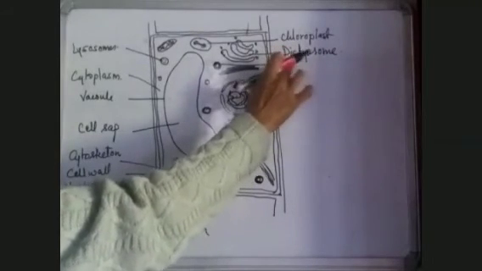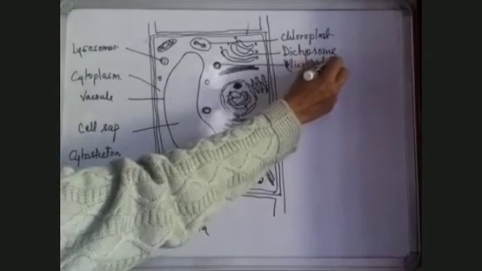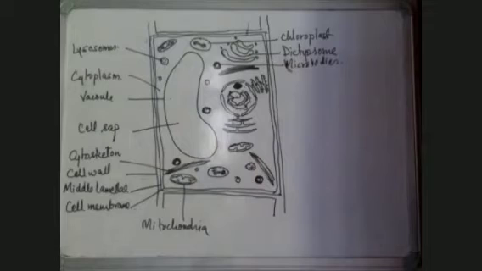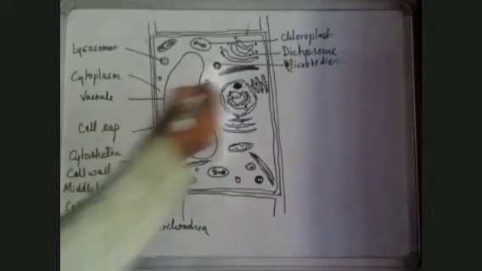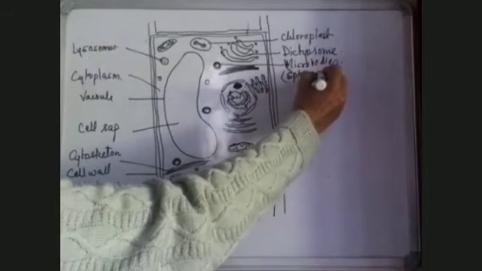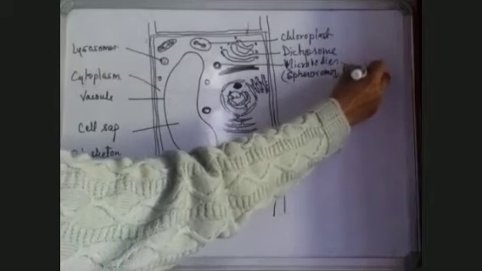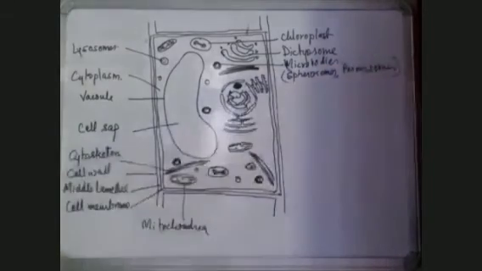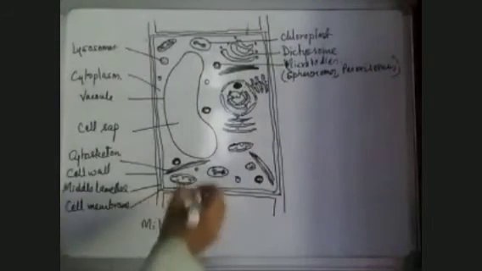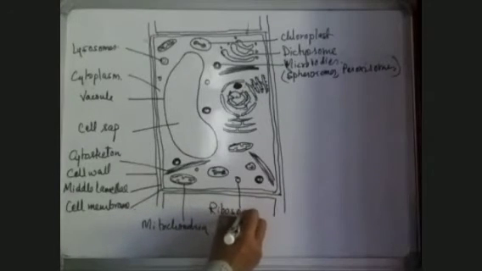These are microbodies. The microbodies are peroxisomes or spherosomes. These are the microbodies, spherosomes and peroxisomes. And also peroxisomes. These are the microbodies. Then we have the ribosomes, which are protein factories of the cell.